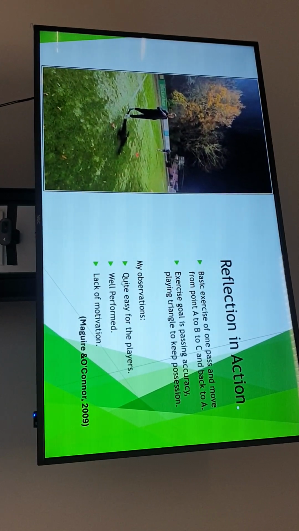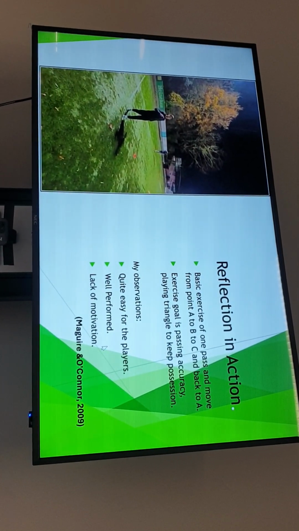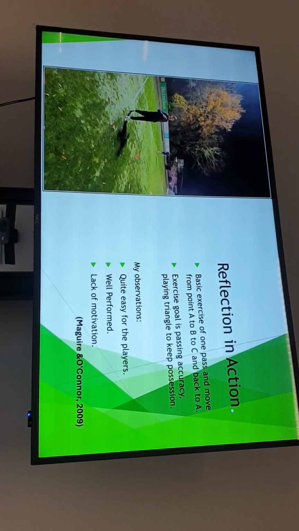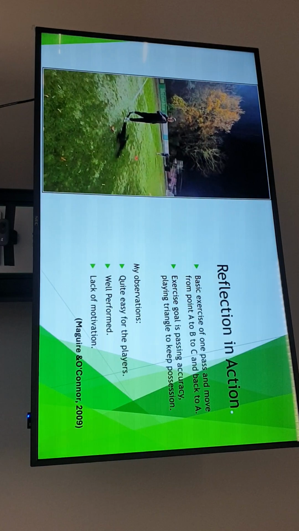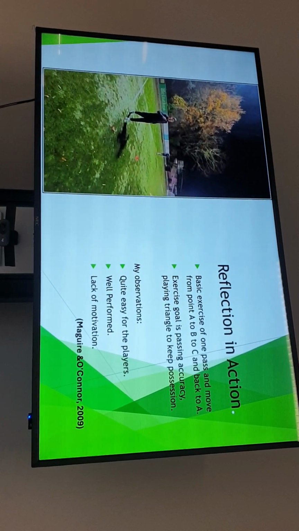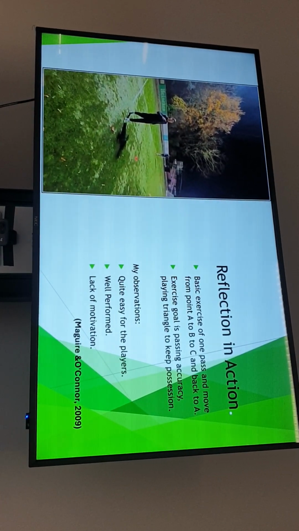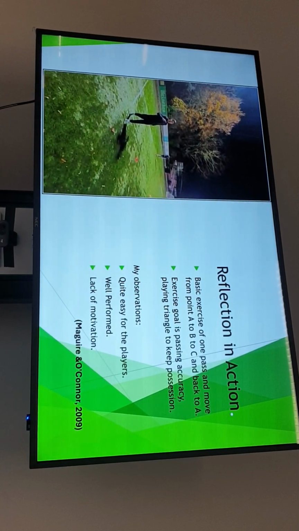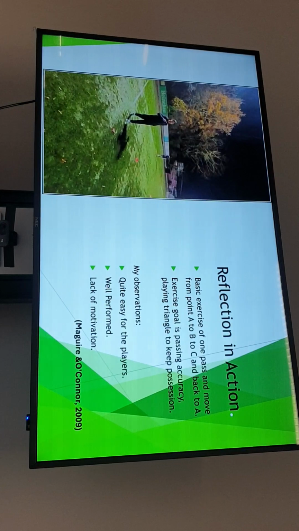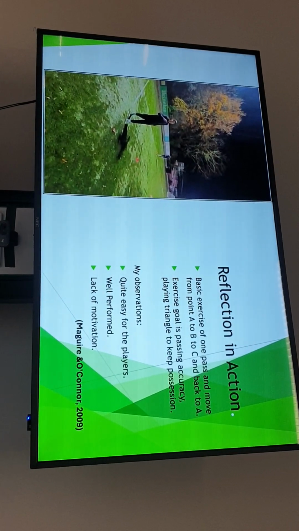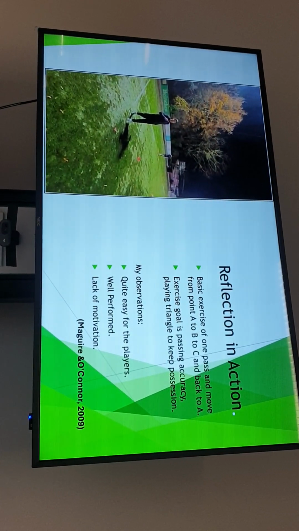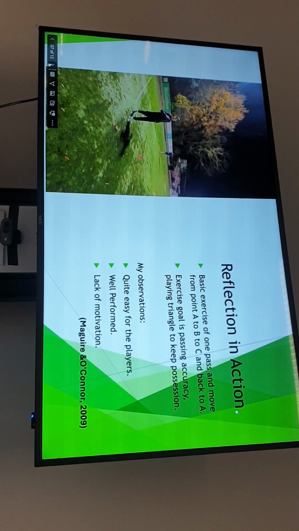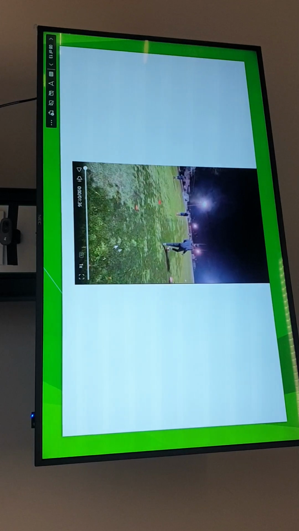Okay, so in this observation, as I can see from my point of view, and maybe you will agree with me, the exercise was quite easy for the players. They performed the exercise well, and according to Maguire and Connor, when the learner is doing a task well, it can be a sign of a lack of motivation. That's the reason why I moved to the next slide, to see the changes that I made.